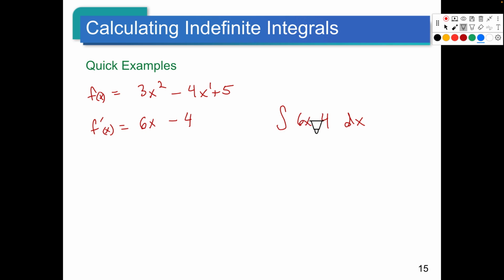What's the exponent on the 6x? 1. So again, what do we do with it? Add 1 to the exponent. Good. There we're going to see we get x squared. And then we divide by that new exponent. I'll just do it as 2. 1 plus 1 is 2.